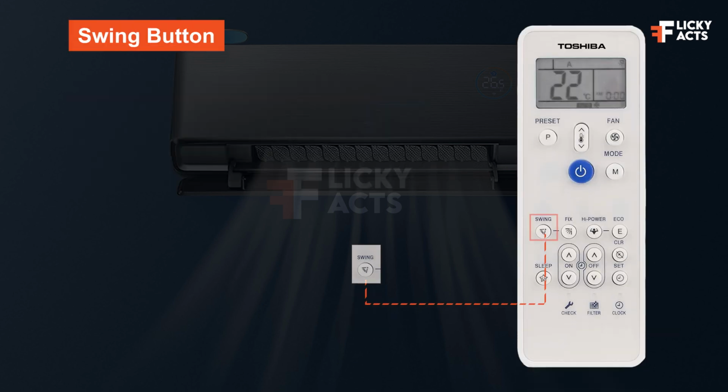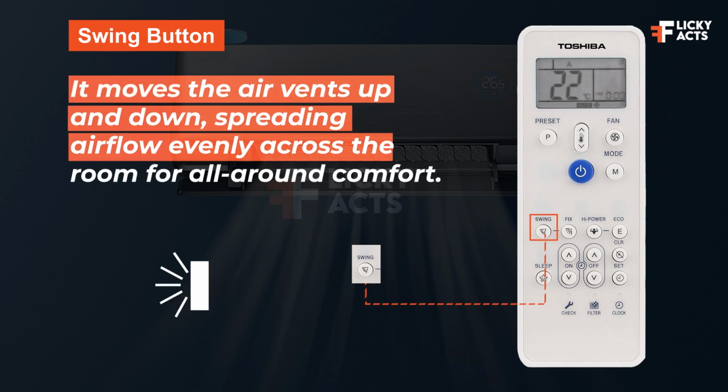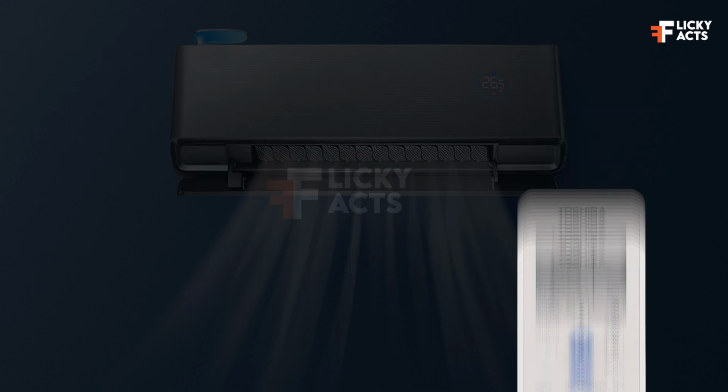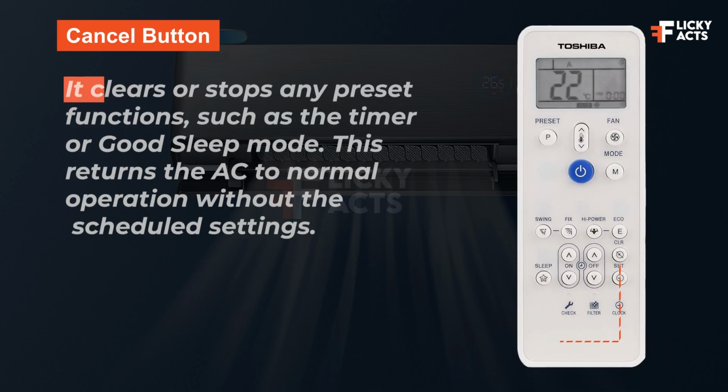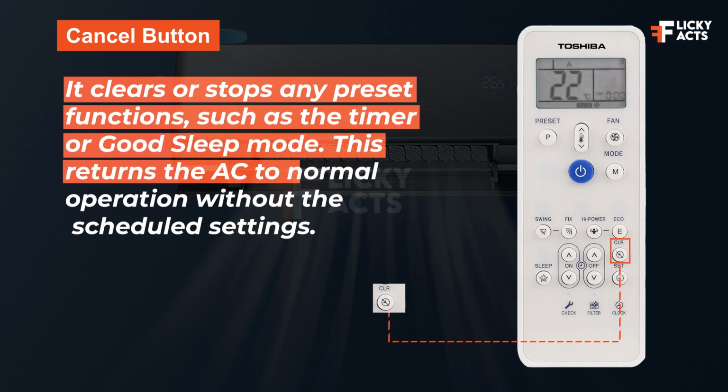Want cool air in every corner? Hit the Swing button. It moves the air vents up and down, spreading airflow evenly across the room for all-around comfort. When you press the Cancel button, it clears or stops any preset functions, such as the timer or good sleep mode. This returns the AC to normal operation without the scheduled settings.